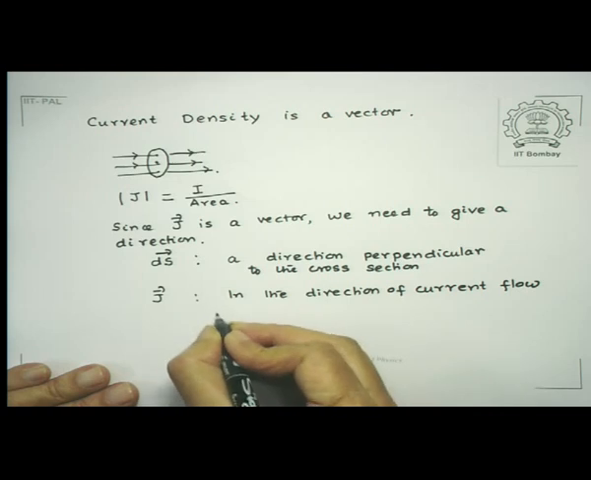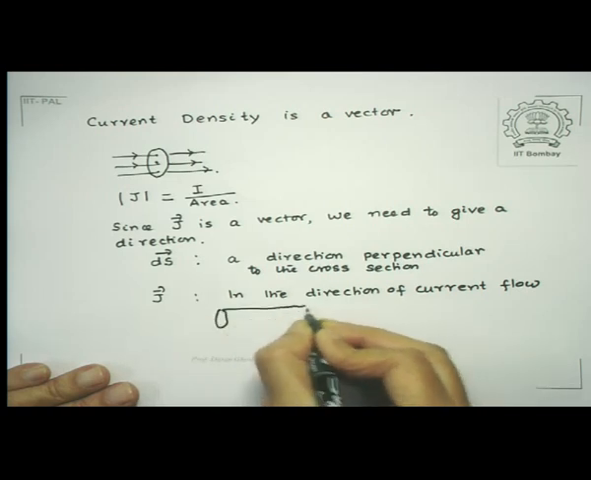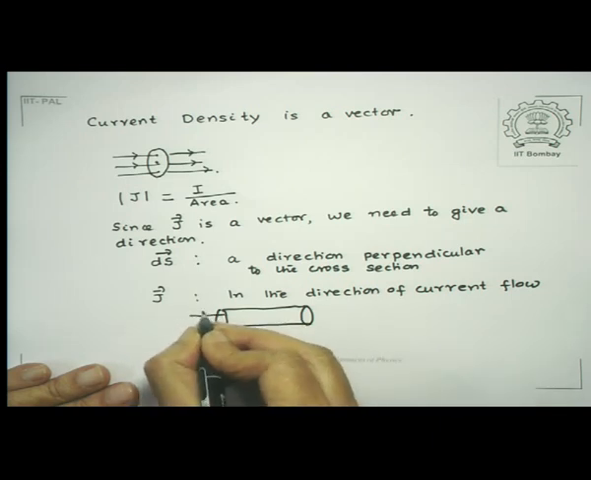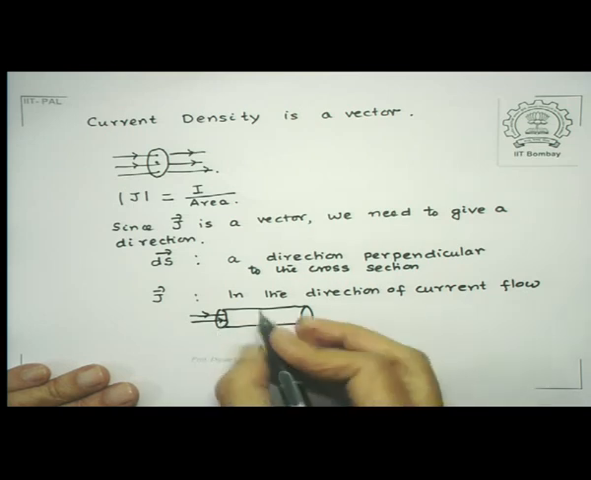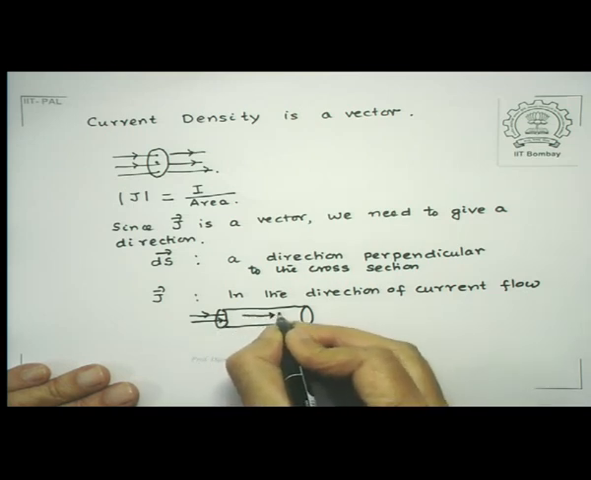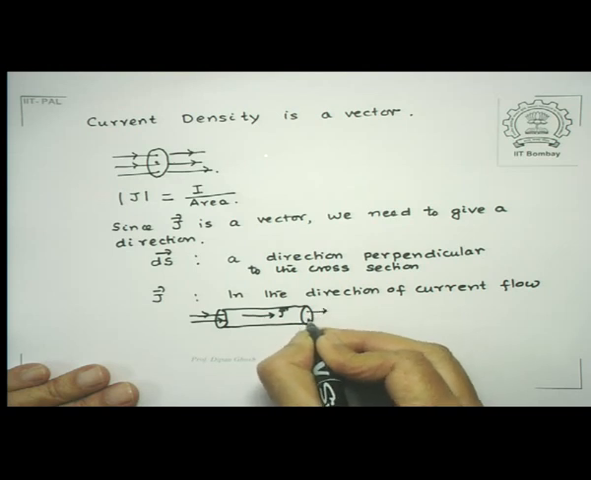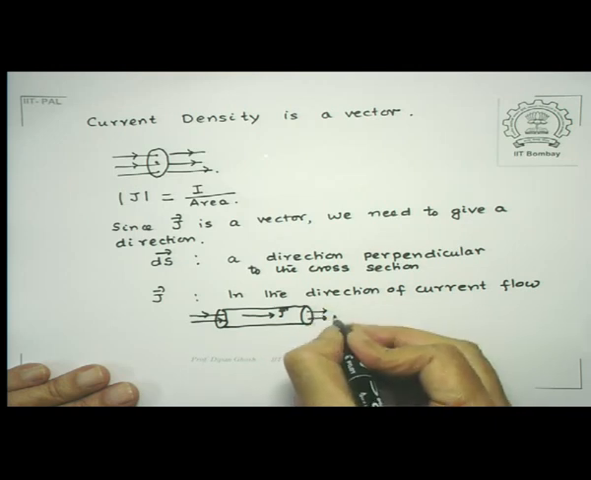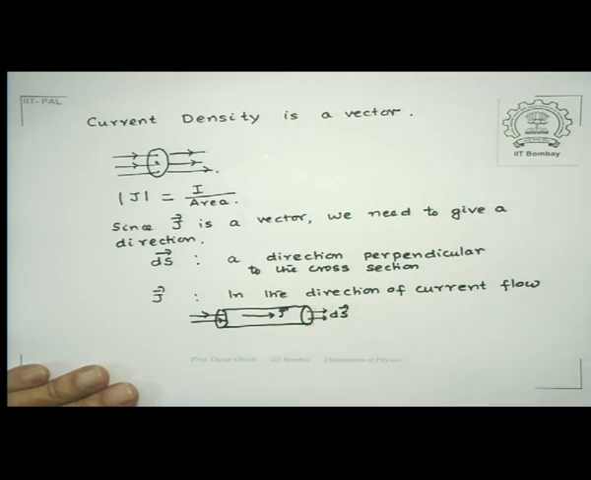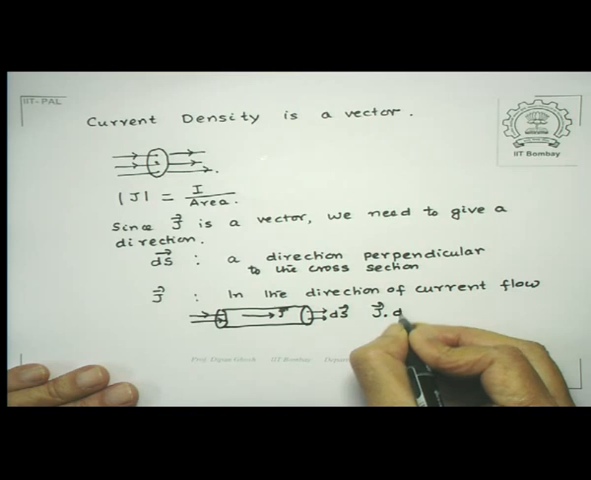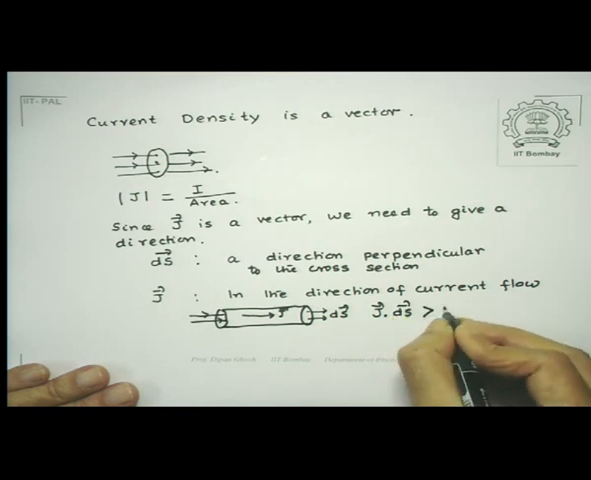So what does it mean? Supposing I have a wire with this cross section and I have current entering like this. So the positive charges are flowing in this direction. So that is my direction of J. And when the current comes out, it is this surface from where they come out, and so therefore it is the outward normal to this surface. So this is your direction of dS. This implies that J dot dS is positive for positive current.